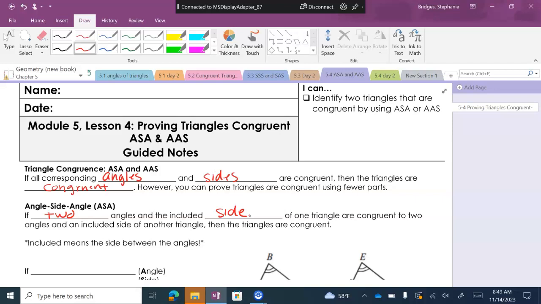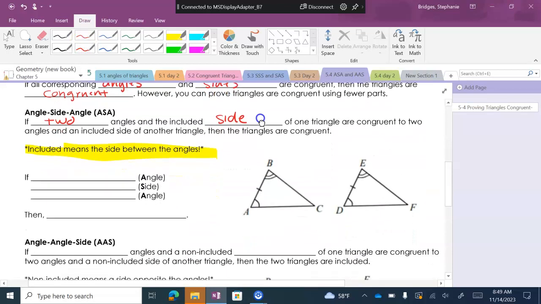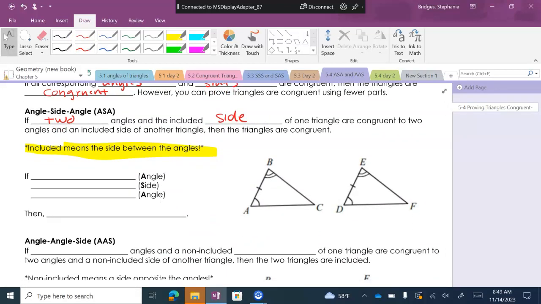And that's what it says right there. It's got the little asterisk beside it. Included means the side between the two angles. So if we're looking at our pictures here, what two angles are marked with one curve? A and D. So if angle A is congruent to angle D, which it's already marked in our picture right here, angle A is congruent to angle D.